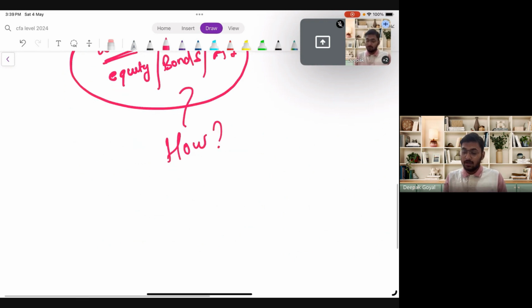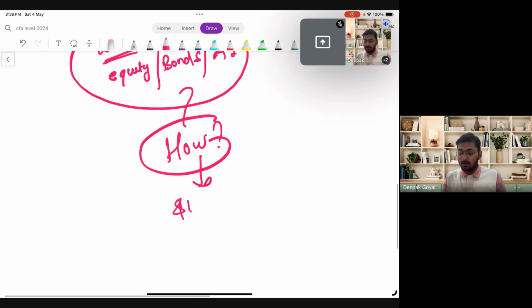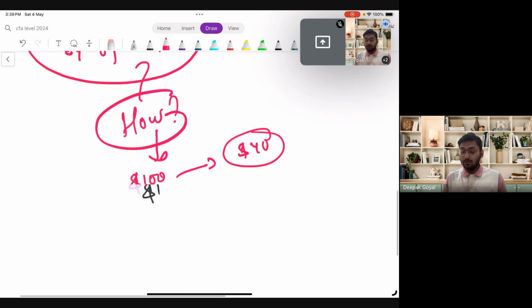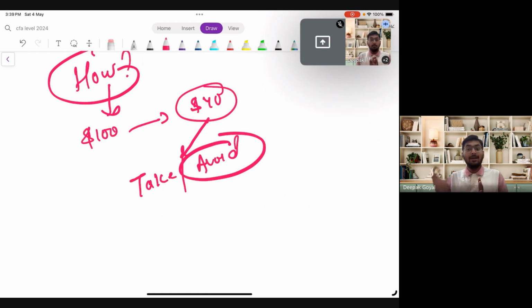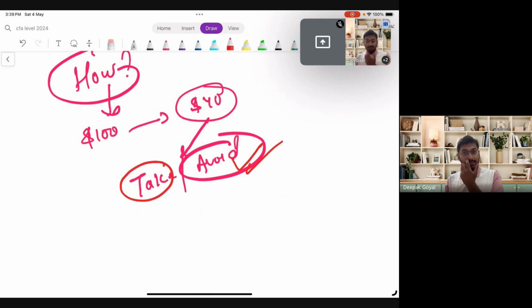Clear? Okay, now you know that I have invested $100 and the risk is $40. Now your third question: should I take the risk or avoid the risk? When I say I am going to avoid the risk, it means it's beyond my threshold limits. Beyond my threshold limits, I'm going to simply avoid the risk. I'm not going to enter into that particular agreement, contract, or trade. But if we feel that yes, it's within our limits, let us take the risk.